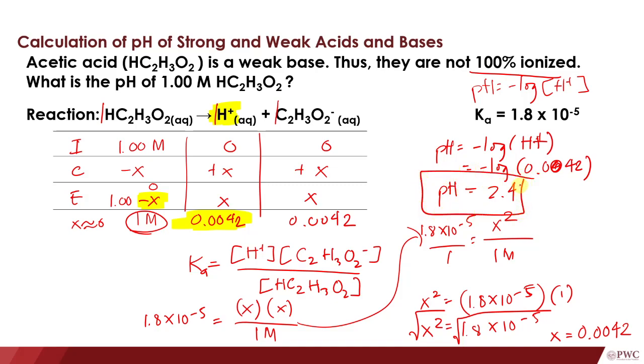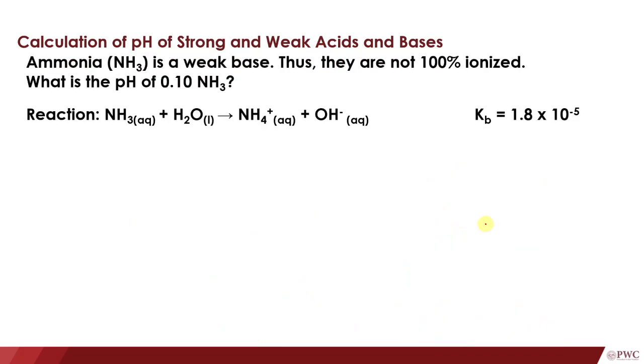And this one is expected because this one should be an acid, so it's an acid obviously. So this one is an acid, therefore the pH must be less than 7. And this one is correct. Let's go to the next one.